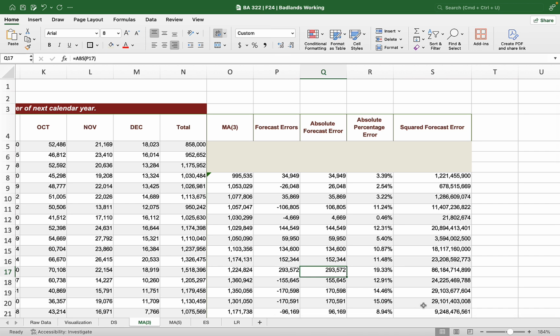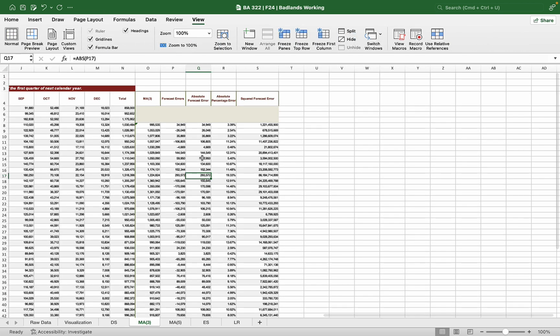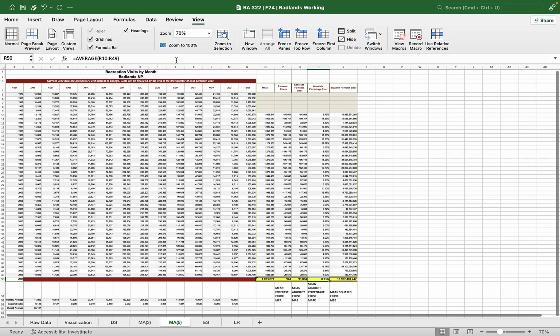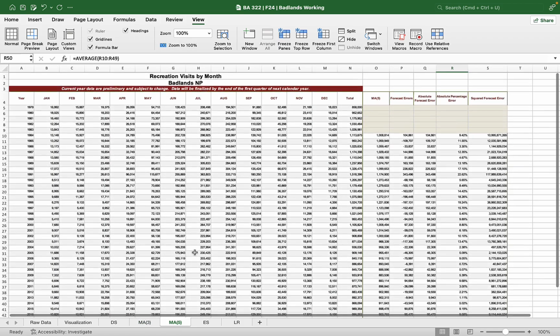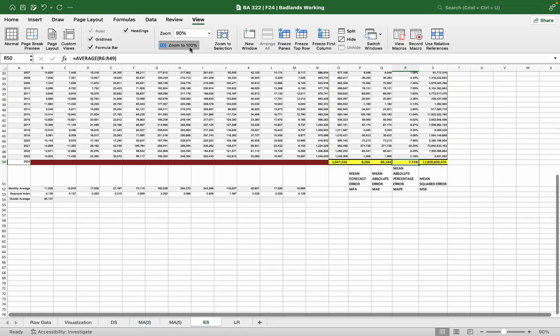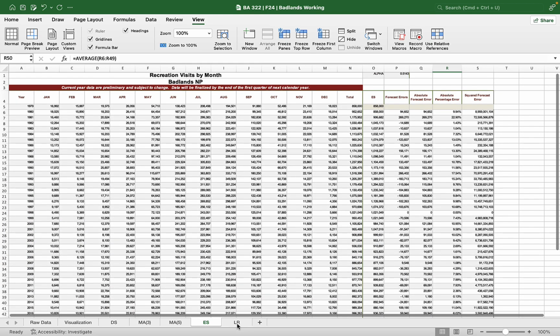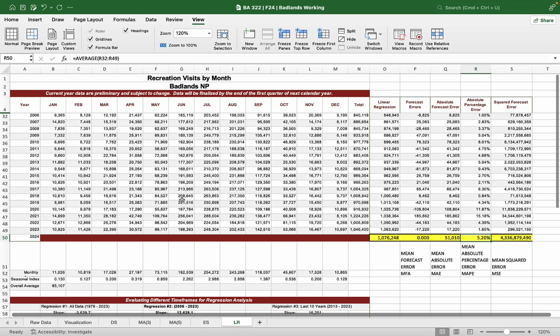And we've got to decide which one is going to be the one that we're going to use. So there's MA3, there's MA5, there's exponential smoothing, and there's linear regression. To make our comparison, we're going to come back in the next video and make a table that lines up all of our forecasts, a visualization of them, and their errors side by side.